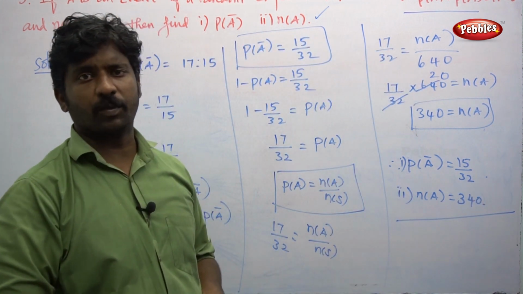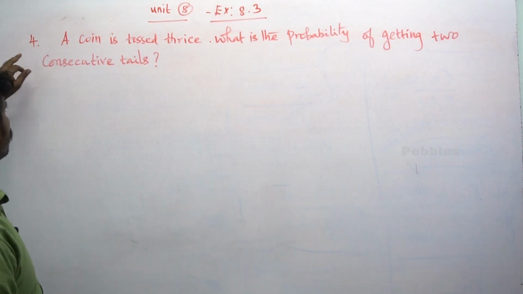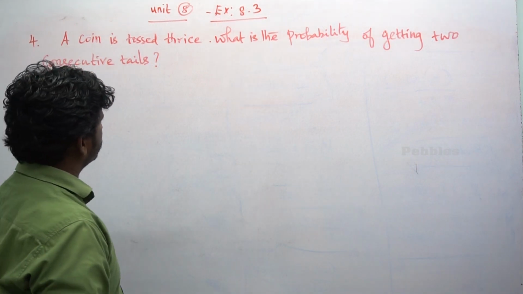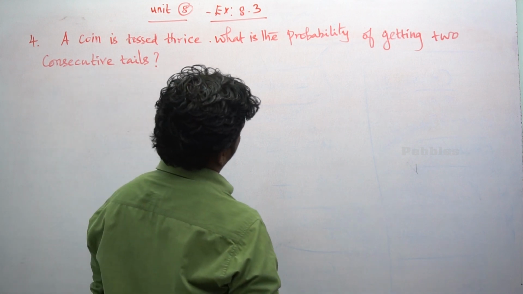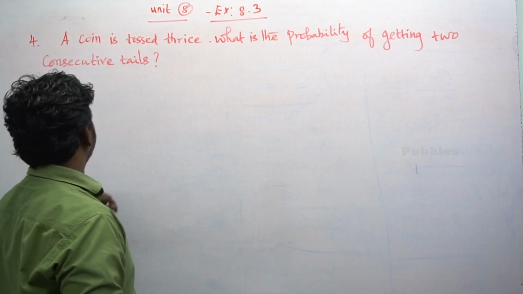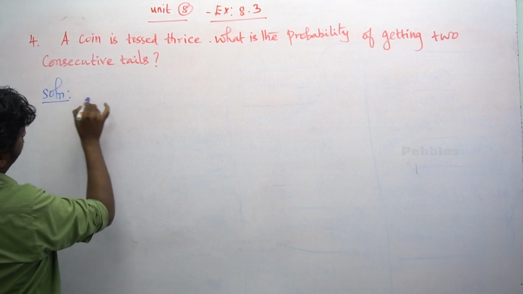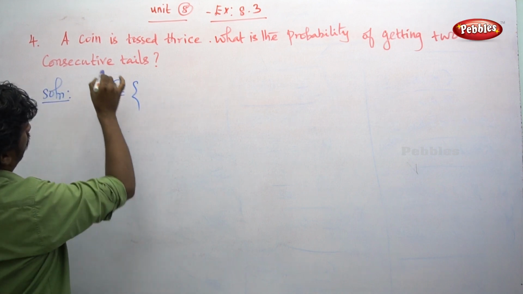Do you understand? Now, next problem. Question number 4 in exercise 8.3. A coin is tossed thrice. What is the probability of getting 2 consecutive tails? The solution. First, we are going to write the sample space for the coin.